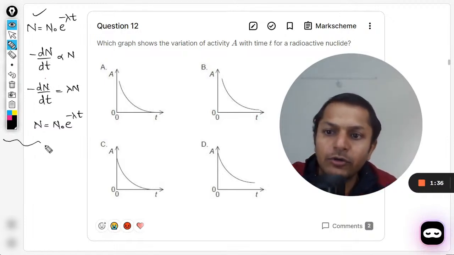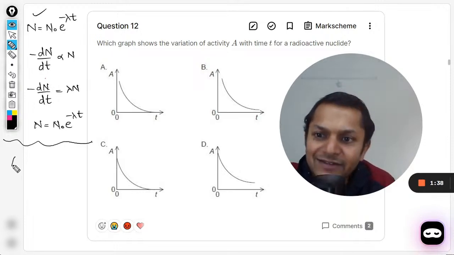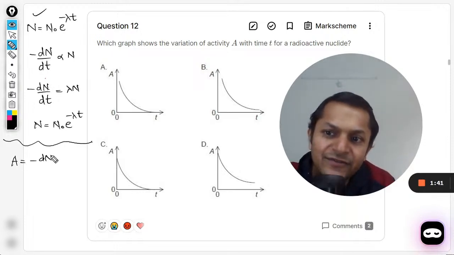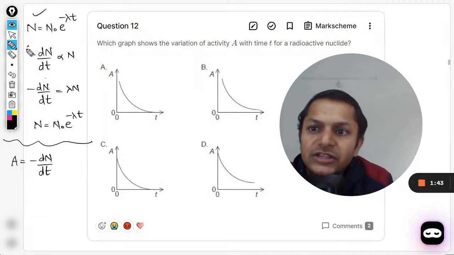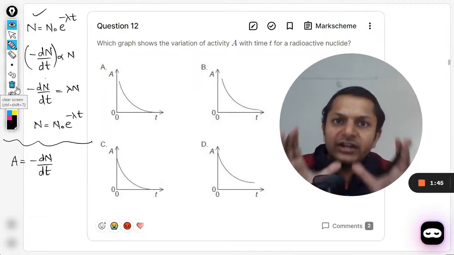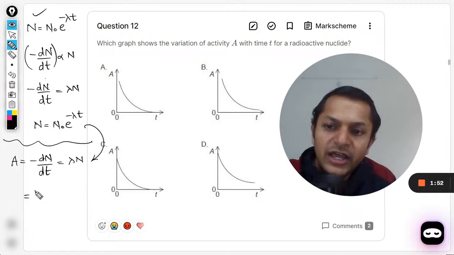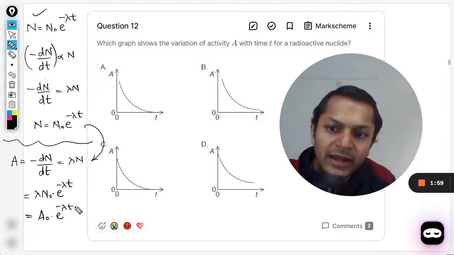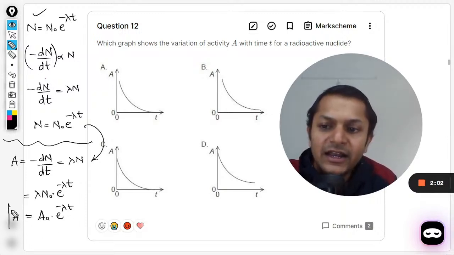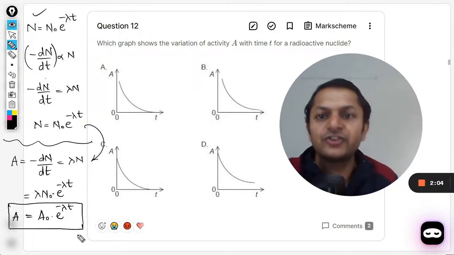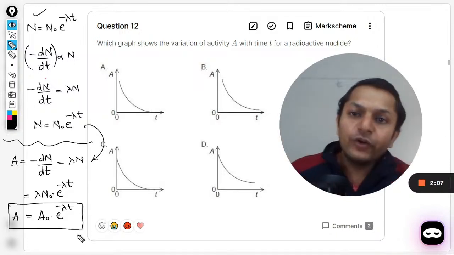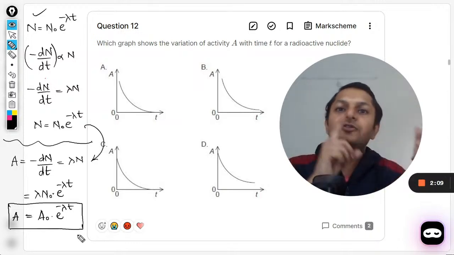But we want to talk about the activity. Activity A is defined as negative dN by dt. This is written as capital A, and it is equal to lambda N. This value of N can be substituted here. It becomes lambda N naught e raised to power minus lambda t, which can be written as A naught e raised to power minus lambda t, and this is A. Clearly, we have just derived the formula for the activity with respect to time t.